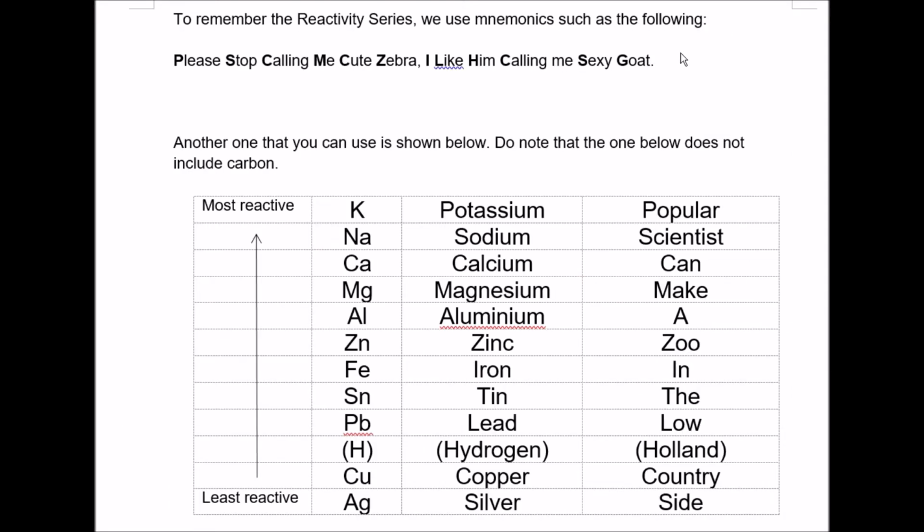So how do we memorize the reactivity series? We use a memory trick called mnemonics, where we assign a letter for every metal. So for this mnemonic, "Please stop calling me cute zebra. I like him calling me sexy goat." The second C stands for carbon, and the H stands for hydrogen.